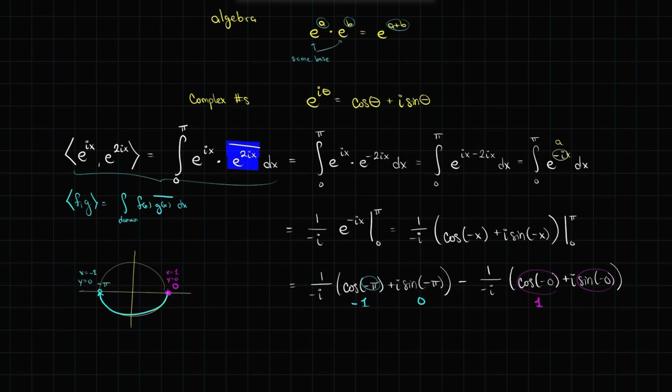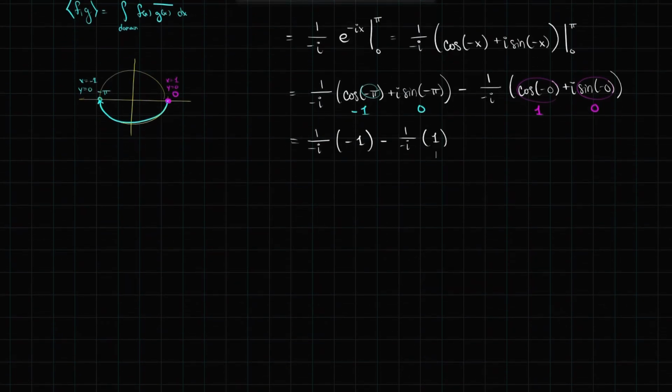So I have a 1 and a 0, and I can evaluate as 1 over minus i times negative 1 plus i times 0. So I just have negative 1 here. Minus 1 divided by minus i times 1 plus 0. And so what am I left with? I'm left with 1 over negative i times negative 1. It's 1 over i minus 1 over negative i. So I can pull the negative sign out. I have 2 over i, or if I want to simplify, recall dividing by i is the same as multiplying by negative i.